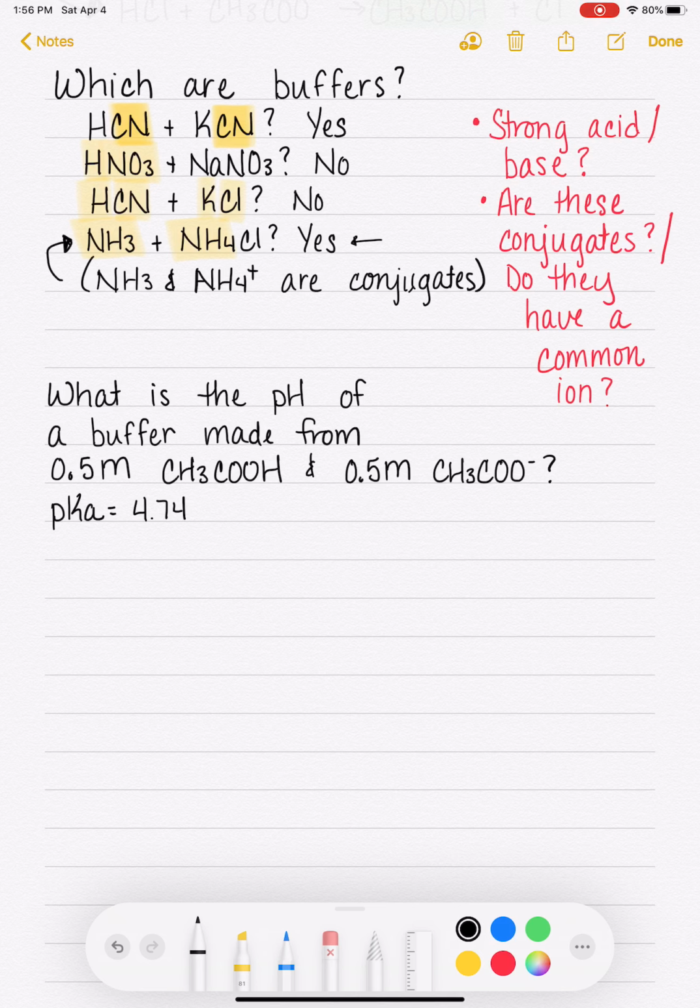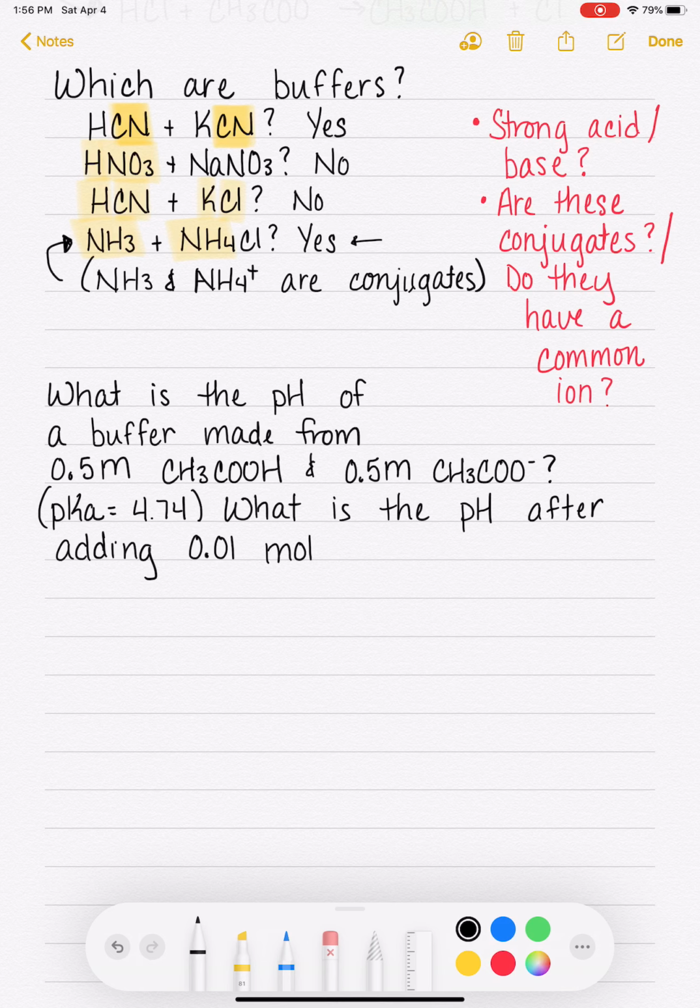And that actually is a problem that we did on the worksheet. So we'll look back, we won't resolve this, we'll look back at the worksheet. And then we're gonna continue. What is the pH of that same buffer after adding 0.01 moles of solid sodium hydroxide?